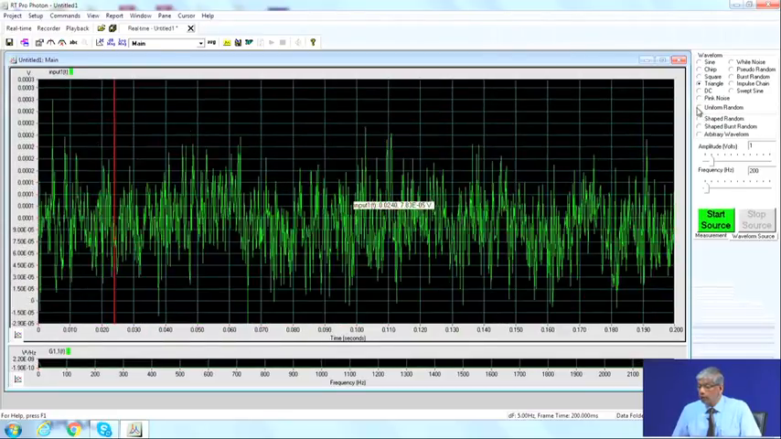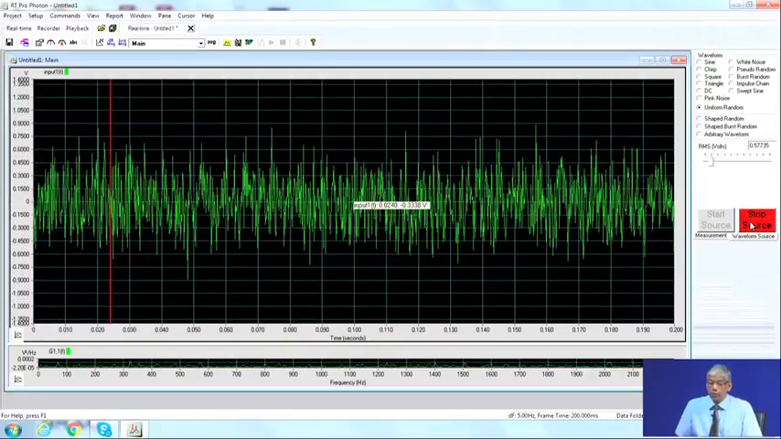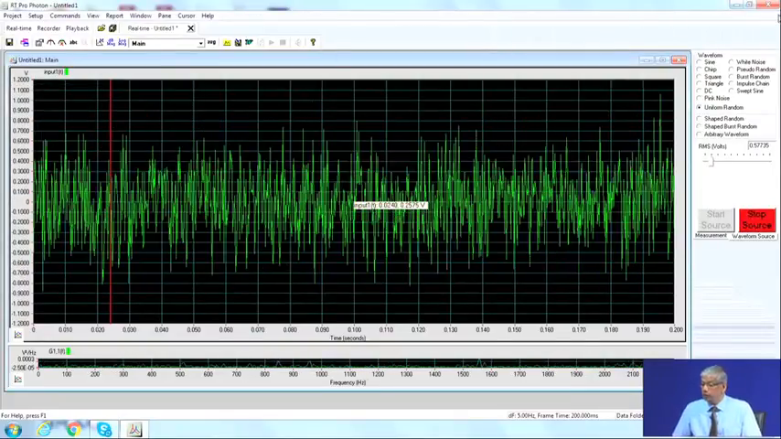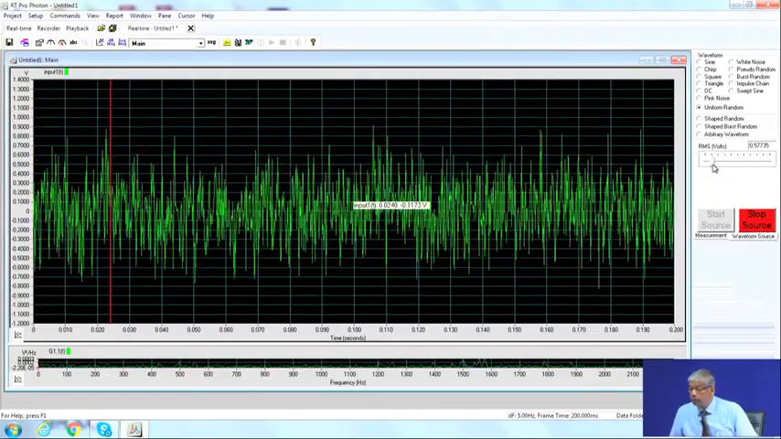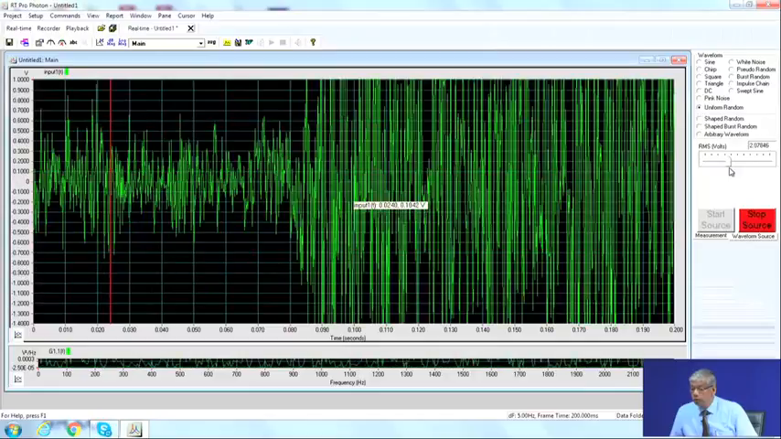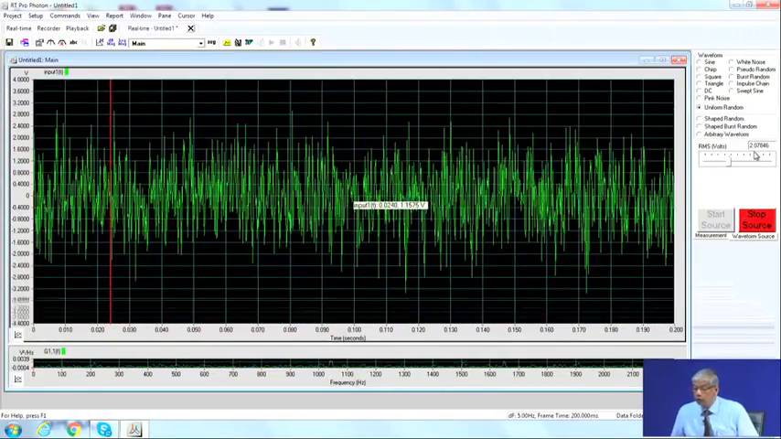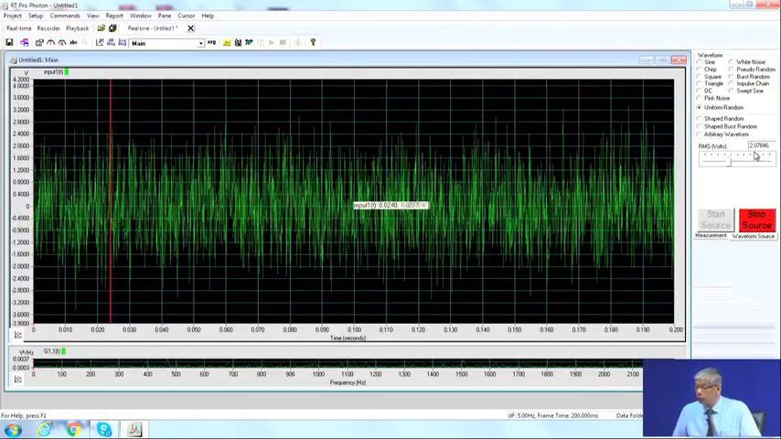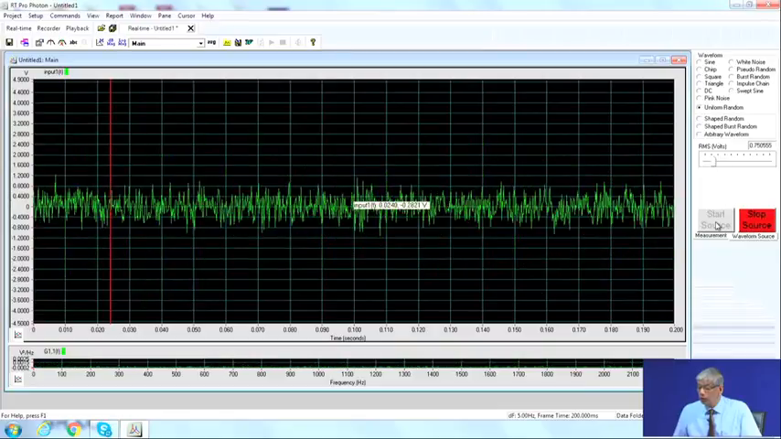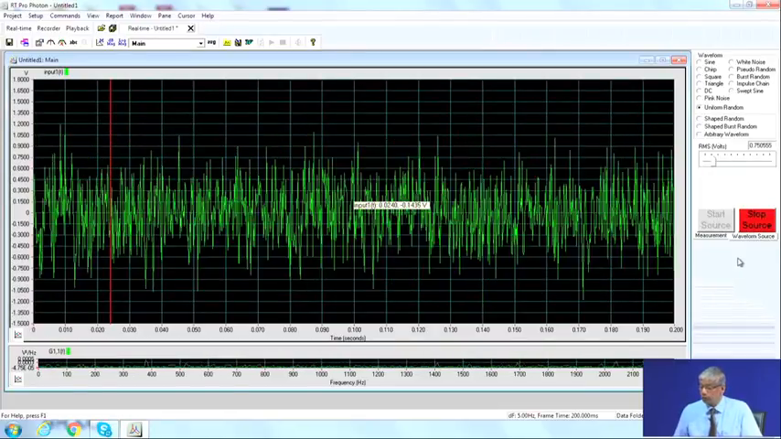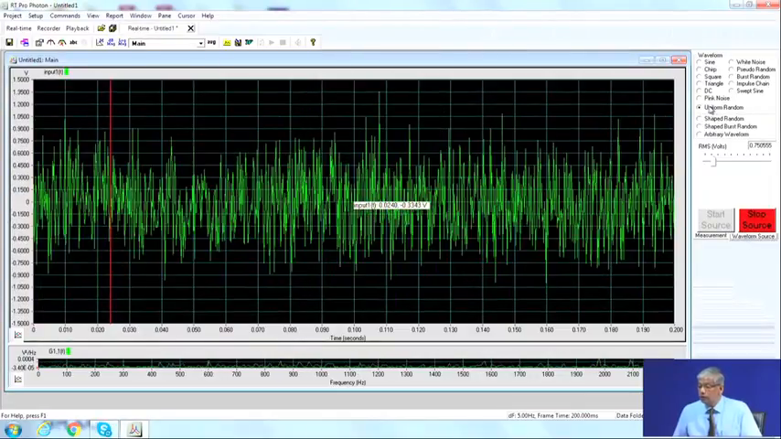I'll go to random noise. This is a random noise of a certain RMS value, 0.0537. I can increase the RMS value. So, the value is very, very high, 2.07 volts. I can play around with the voltage of the source by changing these settings. So, these are examples of some of the stationary signals.